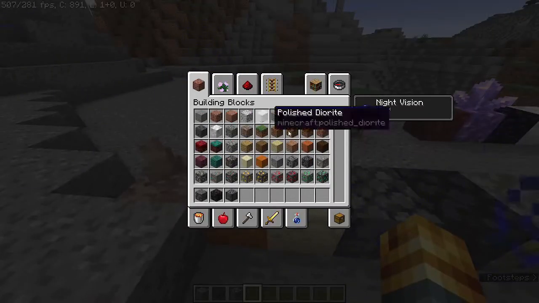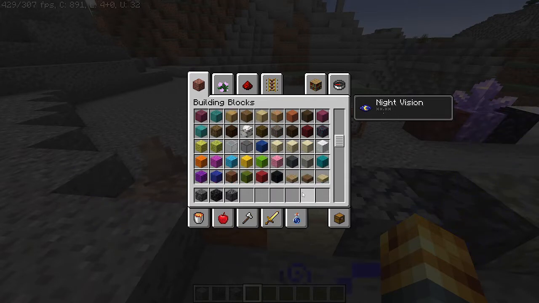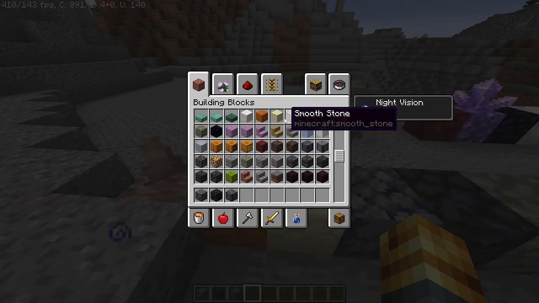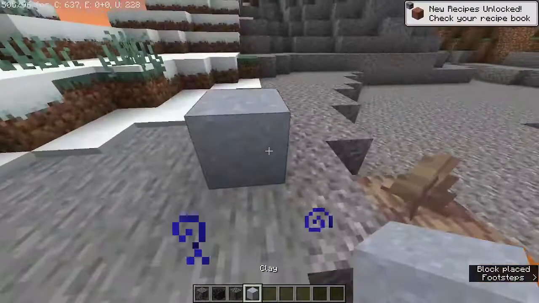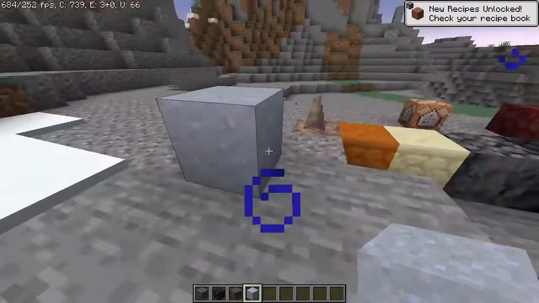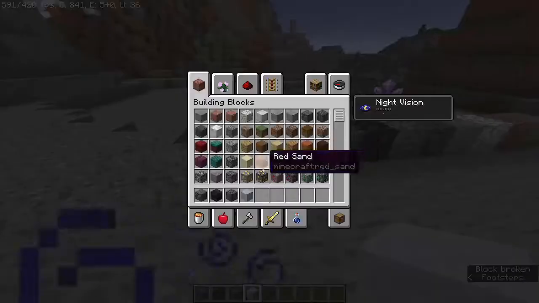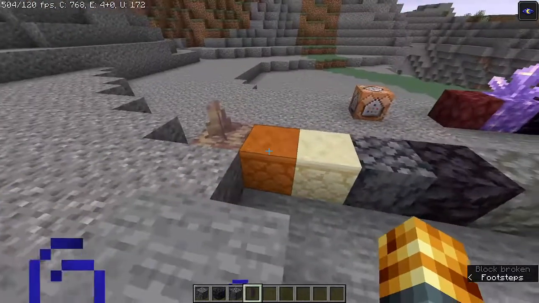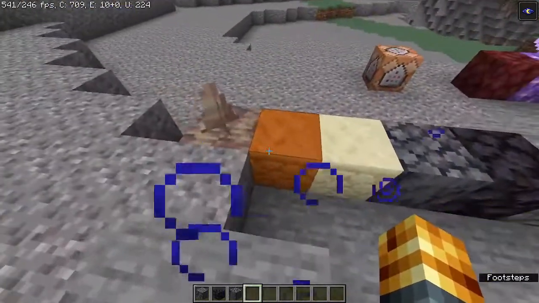Now if we actually look at clay, if I find it in the creative inventory, here we go, clay, we can see that the grains are really, really small. And that is actually, again, accurate for clay, which is very, very cool.